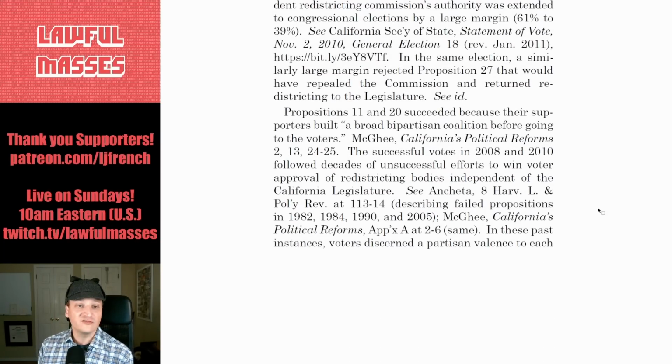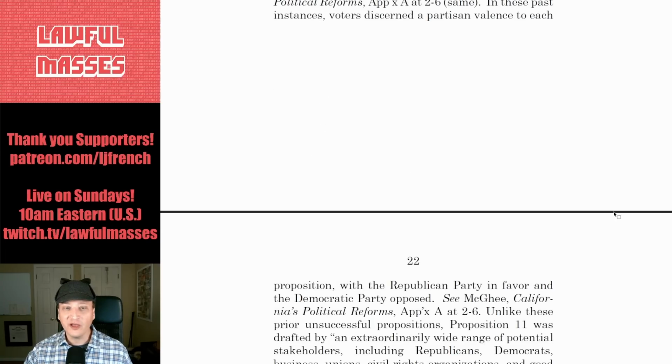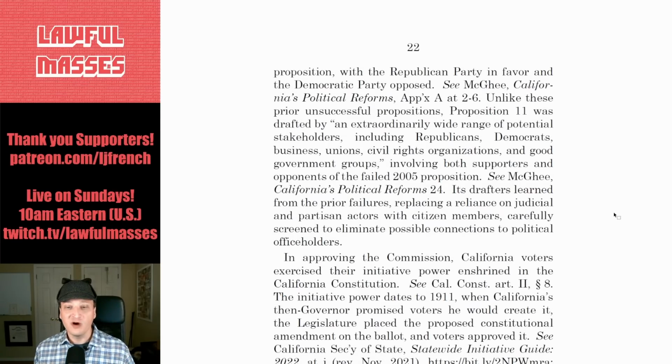In the same election, a similarly large margin rejected Proposition 27 that would have repealed the commission and returned redistricting to the legislature. Props 11 and 20 succeeded because their supporters built a broad bipartisan coalition before going to the voters. The successful votes in 2008 and 2010 followed decades of unsuccessful efforts to win voter approval of redistricting bodies independent of the California legislature. In these past instances, voters discerned a partisan valence to each proposition, with the Republican Party in favor and the Democratic Party opposed.